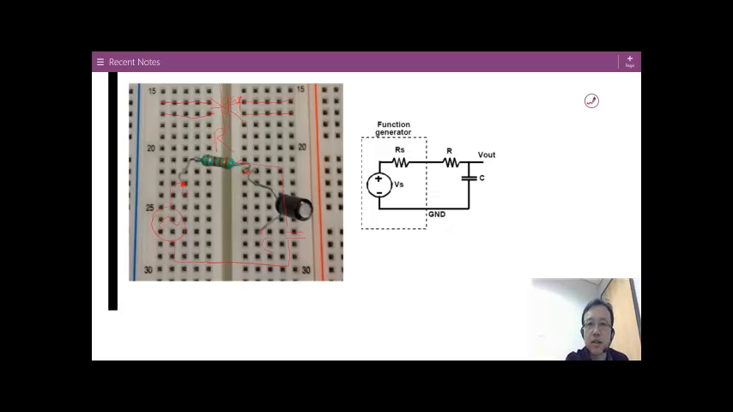Also you can see on the left hand side or right hand side, two vertical lines here. They're all connected together, pretty much. And there are more than one way to build this RC circuit. But this is my preferred way because it builds from left to right.